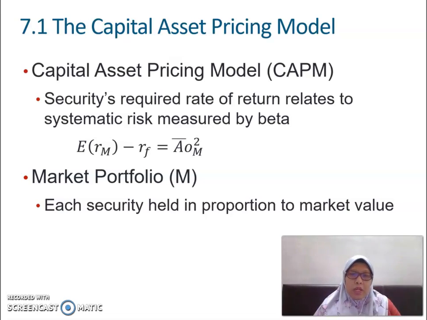Now we are going to help Tina to know that there is a second way on how he can calculate his expected return on stock. It is called CAPM. Basically, let me give you the definition first. CAPM is about finding a security's or stock's required rate of return, and in order to find that, it relates to systematic risk that is measured by beta.